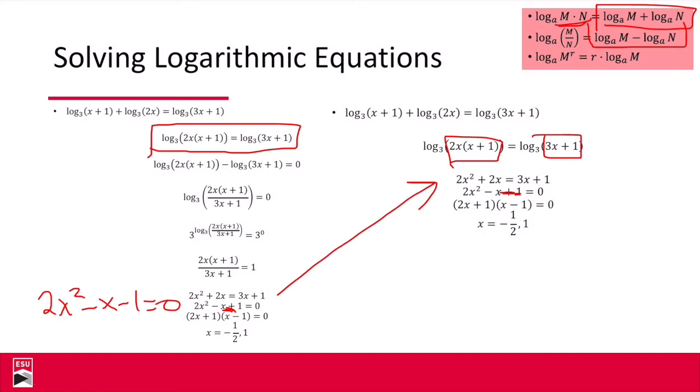And so you can use the 1-to-1 fact anytime you have an exponent, or anytime you have a logarithm, and you have one equal to the other, you can assume the exponents are equal, or the inside of the logarithms are equal.